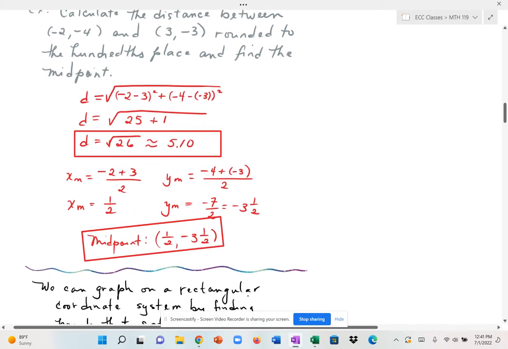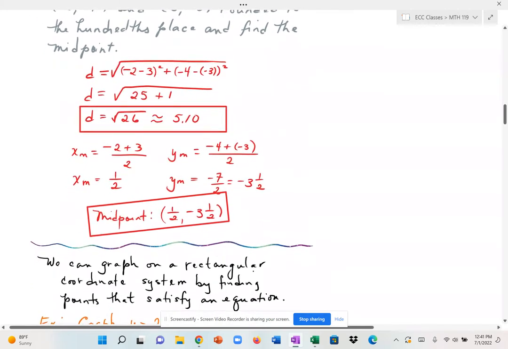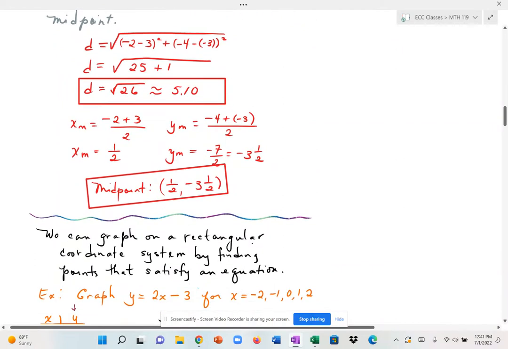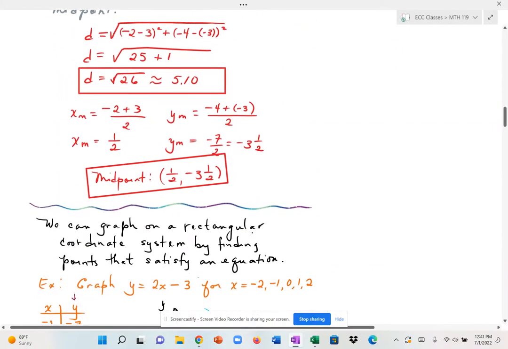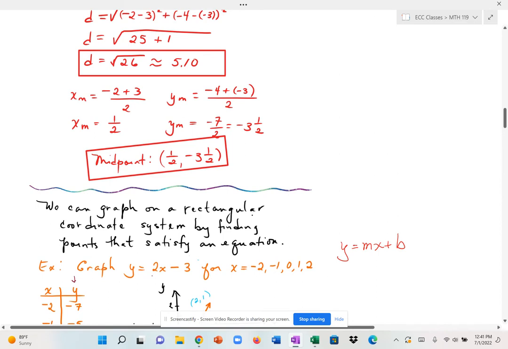Okay, so now we're going to move on to graphing an equation, and we start with a linear equation. This is the slope-intercept form of a line, y equals mx plus b, where the m is 2 and the y-intercept is -3. That's the value of b.